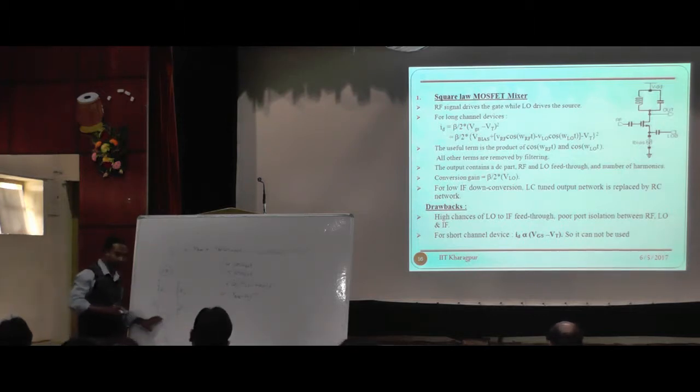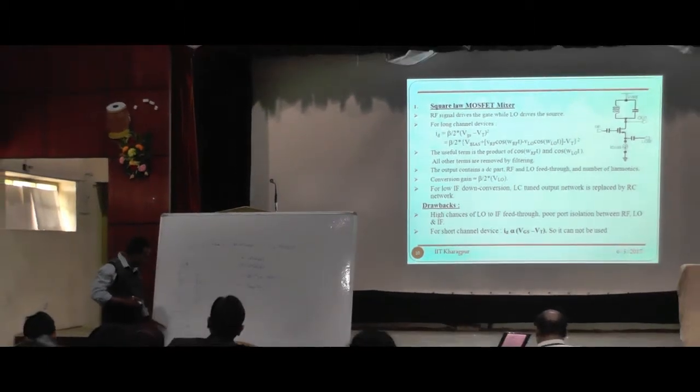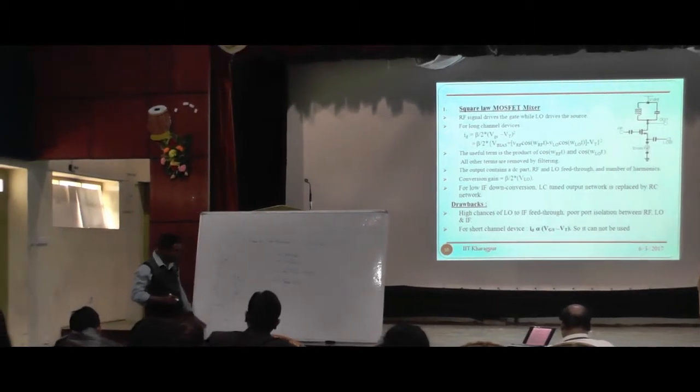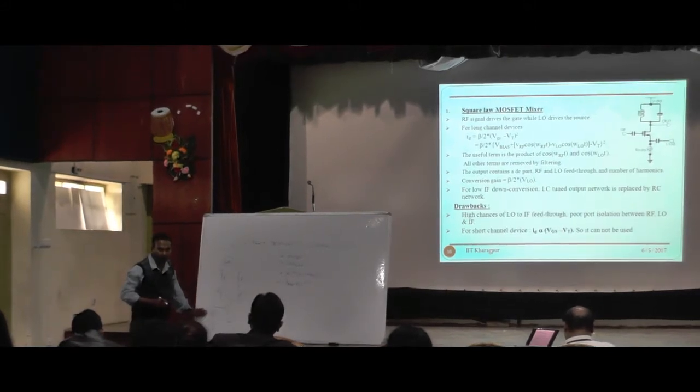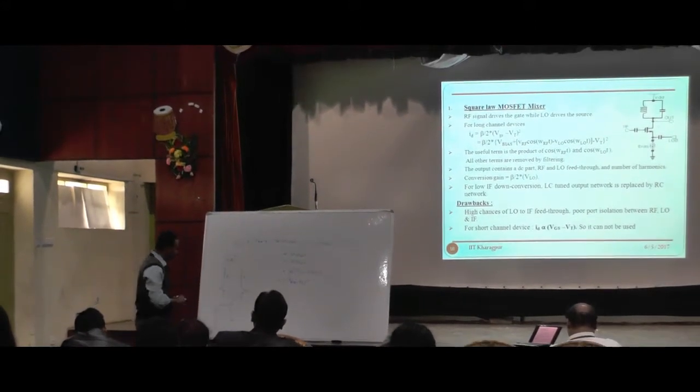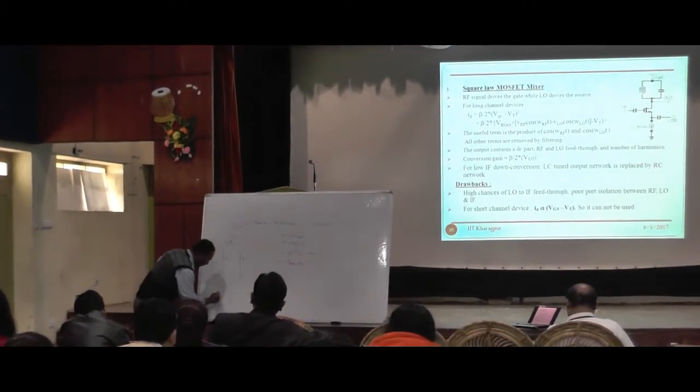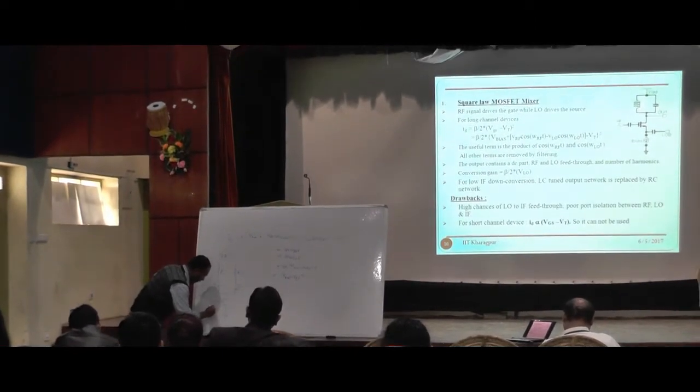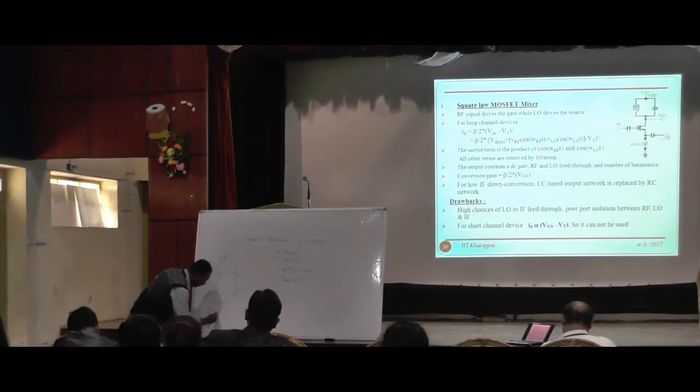Generally we call it a MOSFET. So ultimately what happens is that you have to give some common mode voltage for RF plus some RF signal which is coming from the LNA. So this I am calling, let's say, VRF cos omega RF t. I am assuming that all are single tone.